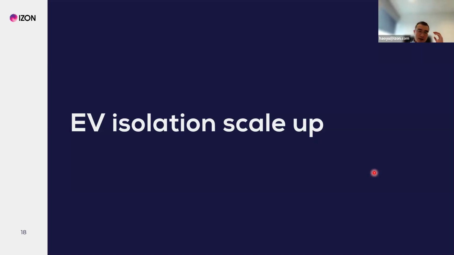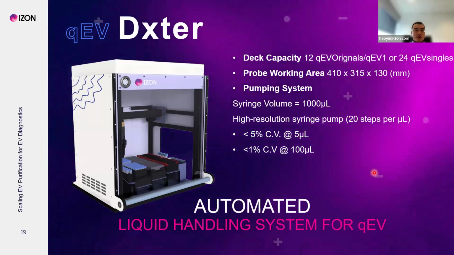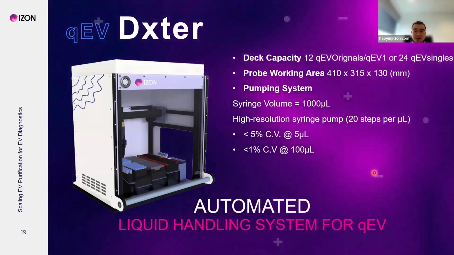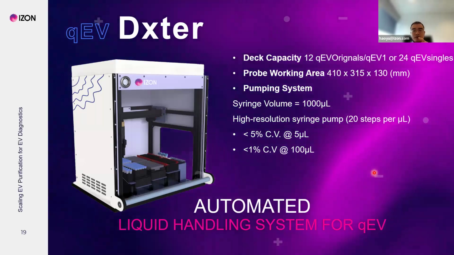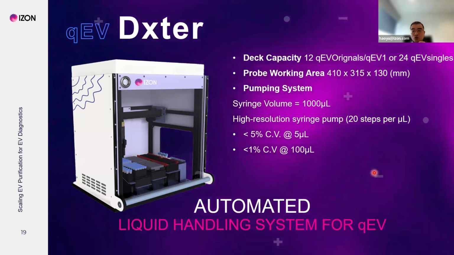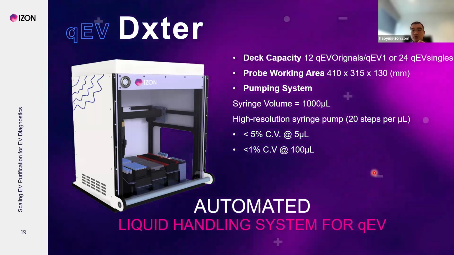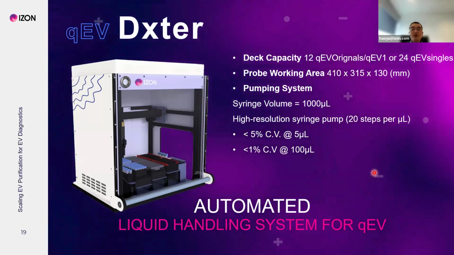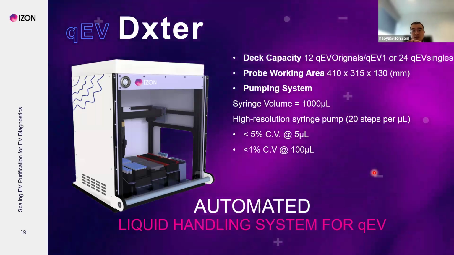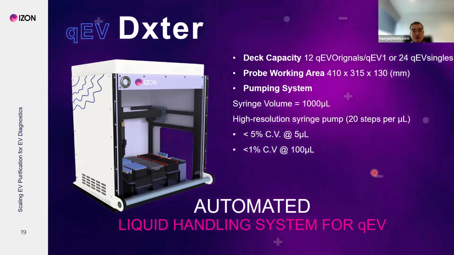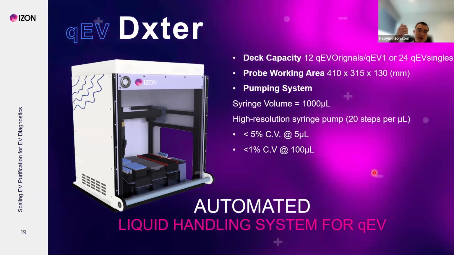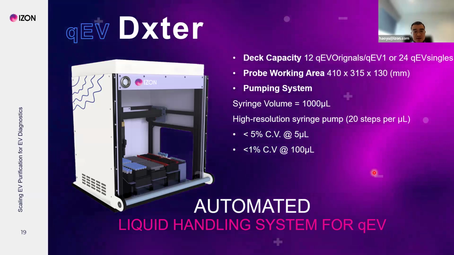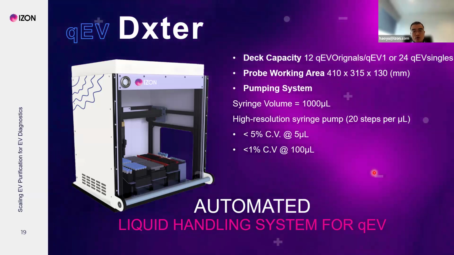Let's first talk about the isolations for the diagnosis. We provide the solution of a robot system. It's called QEV Dexter. The Dexter can handle 12 QEV original, that is 0.5 mL loading columns, and the QEV1 or 1 mL column, or 24 QEV single, that is 0.2 mL loading columns. It can handle those multiple columns by itself, so it automates all the procedure. Compared with the AFC, where you still need to manually put in buffers by hand, this robot system will run by itself.